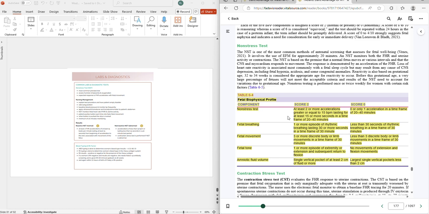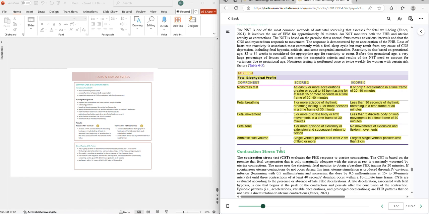Fetal breathing, is it rhythmic? Can you see the chest rise and fall on the ultrasound? Fetal movement, so we want the baby to be moving. Fetal tone in the extremities: are they flexing, pulling up their legs and moving their arms? And then our amniotic fluid volume, we measure that as well. So this is how they get a good score. Usually that's 0 or 2. Every once in a while they'll put a 1, but it's usually 0 or 2.